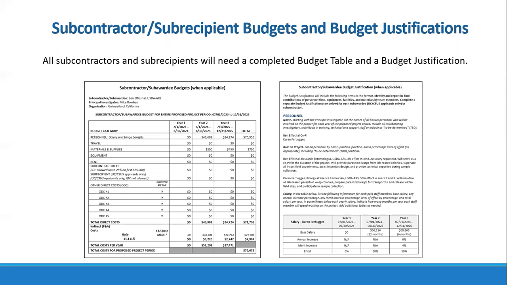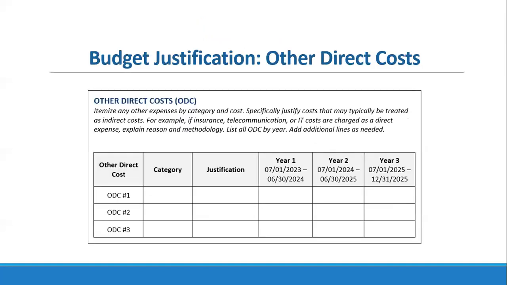And then there's justification on the right, describing, similar to what we saw before, the roles of the individuals that will be working on the project at this institution, and then their salary rates. And that document continues in the sample scope of work and budget that, again, I would encourage you to review if you have any questions or would like more examples on what these things look like. All right, we're going to move on to other direct costs.